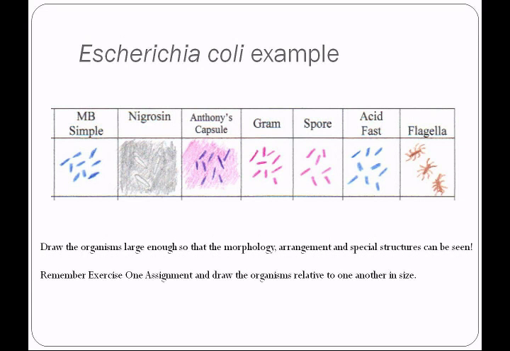A few things to remember. You want to draw these organisms large enough so the morphology, arrangement, and special structures can be seen. You don't want to draw only one or two in each of these boxes, but draw a representative sample. And remember exercise 1 assignment. Draw the organisms relative to one another in size. You can recall that a rod-shaped organism, a bacillus such as Escherichia coli, is much larger than Streptococcus pyogenes, for example. Streptococcus is a coccus-shaped organism in chains, and that organism is much smaller than Escherichia coli.